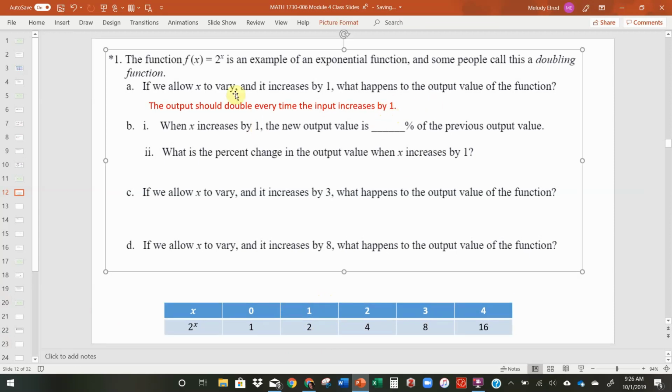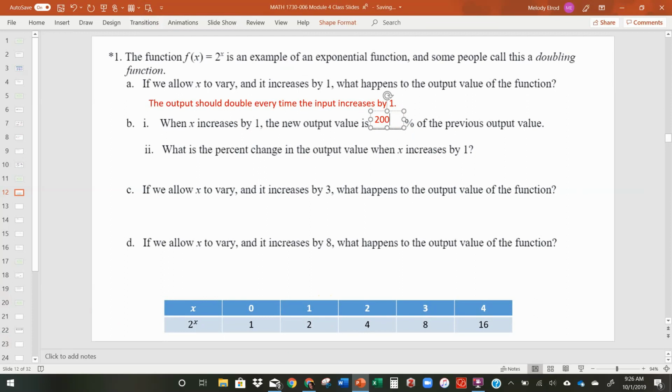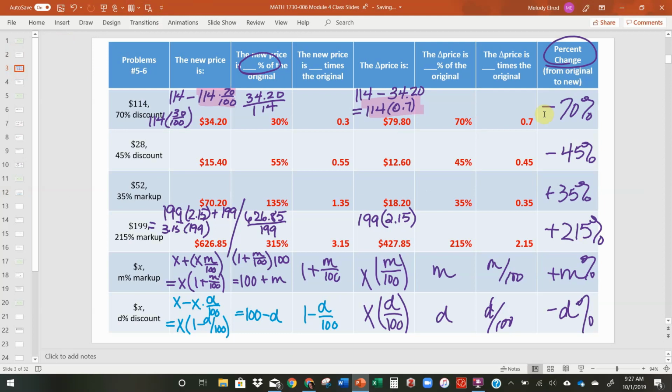Each of these is 200% of the previous value, because it's the value itself plus another 100% of that value. So if the percent of is 200, then the percent change is an increase of 100%. Looking back at our table from yesterday, we had a percent change of 215%, which meant that the new value was 315% of the old value.